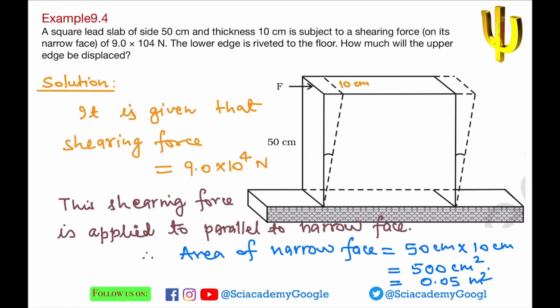That is 9.4. In this problem, a square lead slab of side 50 centimeter and thickness 10 centimeter is subject to a shearing force of 9 into 10 to the power 4 Newton. The lower edge is riveted to the floor. How much will the upper edge be displaced? So the lower edge of this slab is fixed.